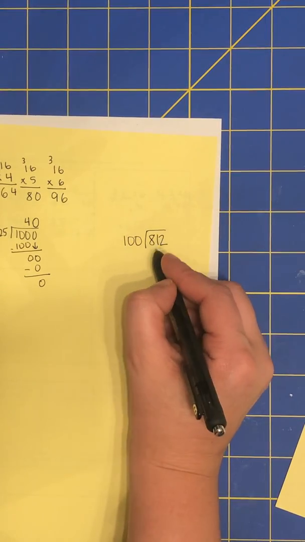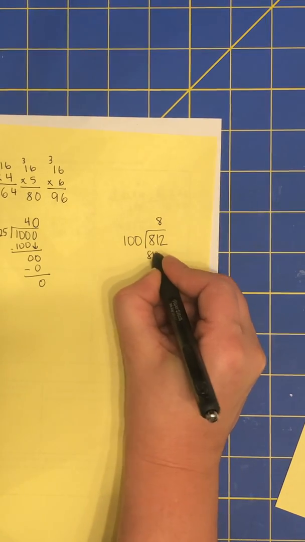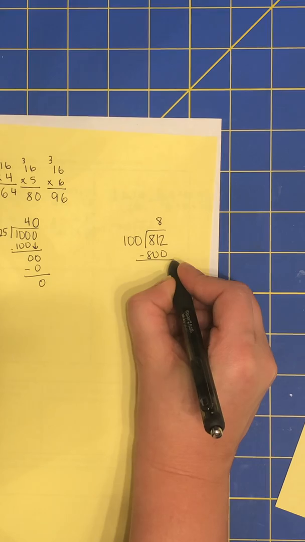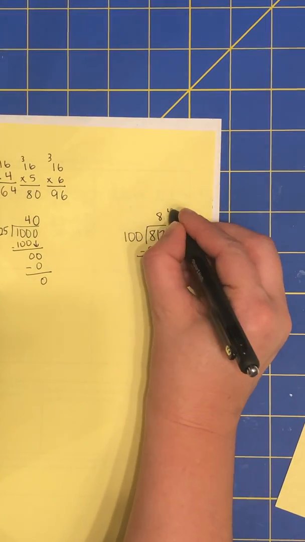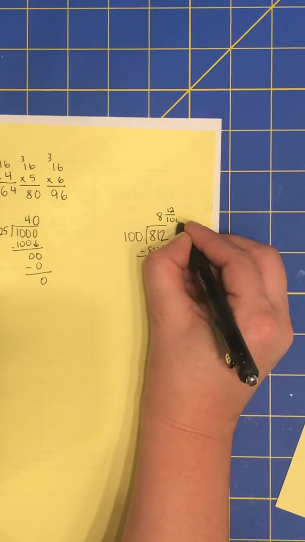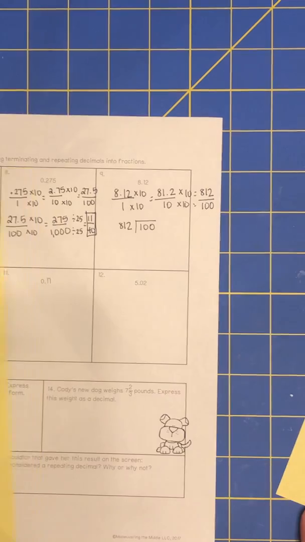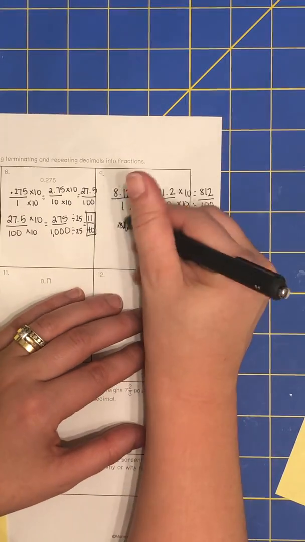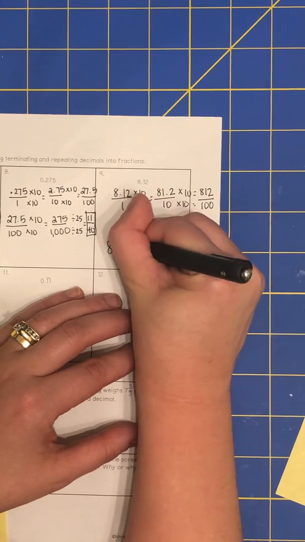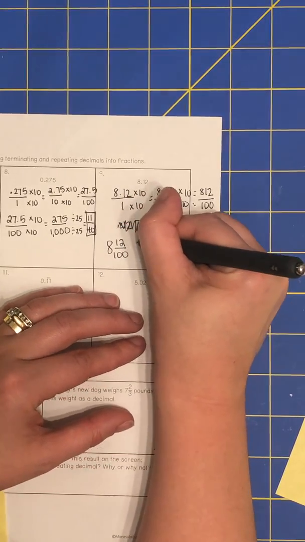100 goes into 812 8 times. 8 times 100 is 800. That leaves us 12. So this is the same as saying 8 and 12 over 100. That's now a mixed number. Pardon my mistake, we're going to scribble that out. So this is the same as saying 8 and 12 hundredths, but the fractional part here still is not simplified.